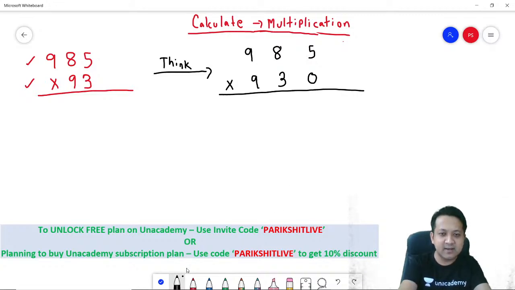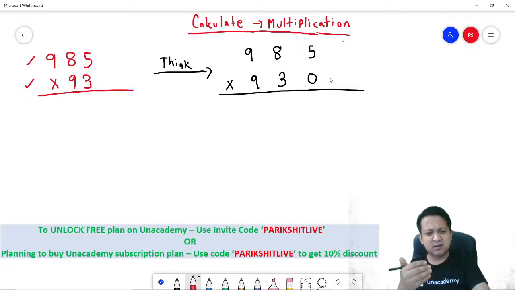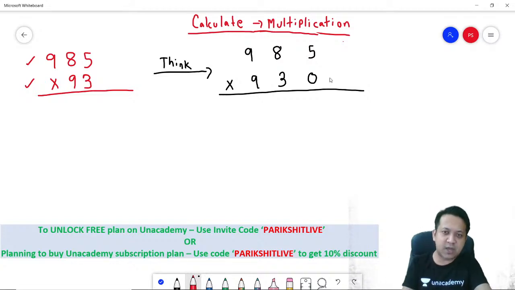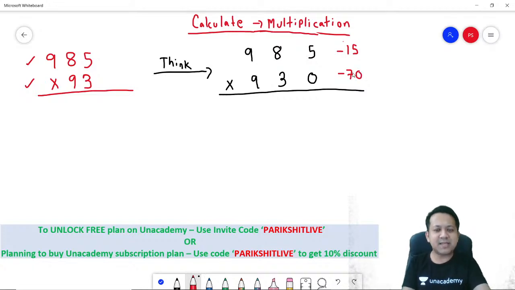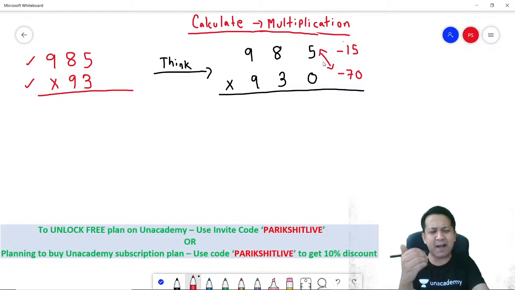Okay, now let's start. Step 1. What is step 1? Take down the difference from 1000 or 100, whichever is closer. Here both our numbers are closer to 1000. So we'll take the difference from 1000. So minus 15, minus 70. Correct? Step 2. Cross. So 985 minus 70 or 930 minus 15. Whatever you do, you get the same number.